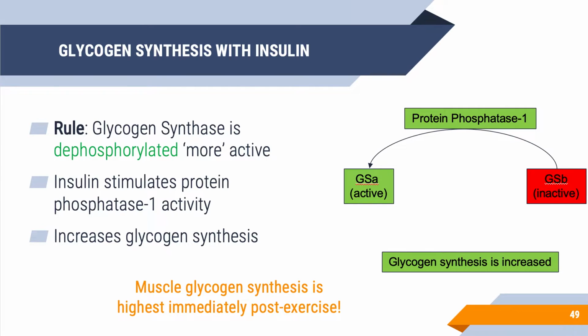On the other side of the equation, we can have insulin playing a role in promoting glycogen synthesis through the activation of glycogen synthase through its dephosphorylation. This dephosphorylation is promoted by protein phosphatase 1, which increases glycogen synthesis through activation of glycogen synthase. Importantly, the role of insulin in stimulating glycogen synthesis is highest immediately post-exercise. So we're thinking about replenishing those glycogen stores that we've tapped into during an exercise bout.